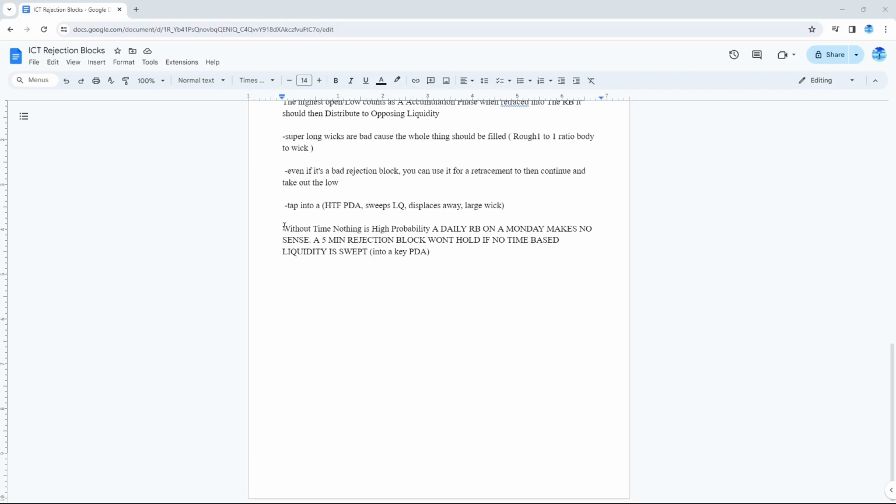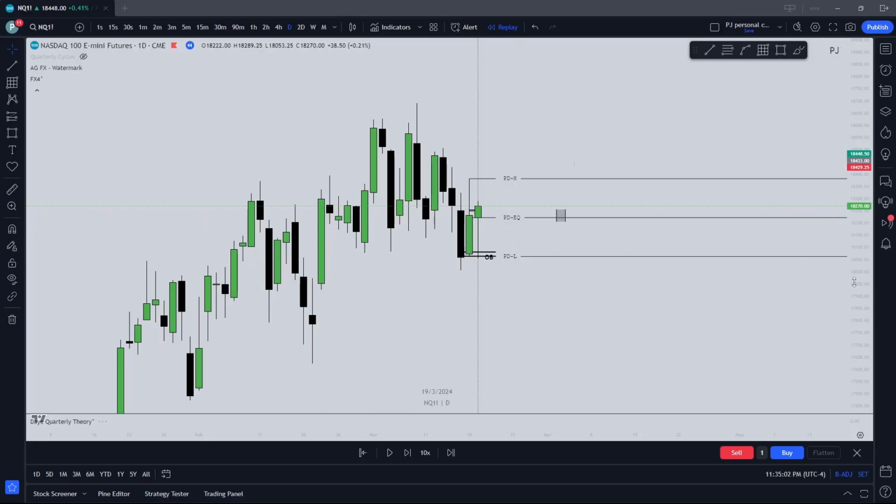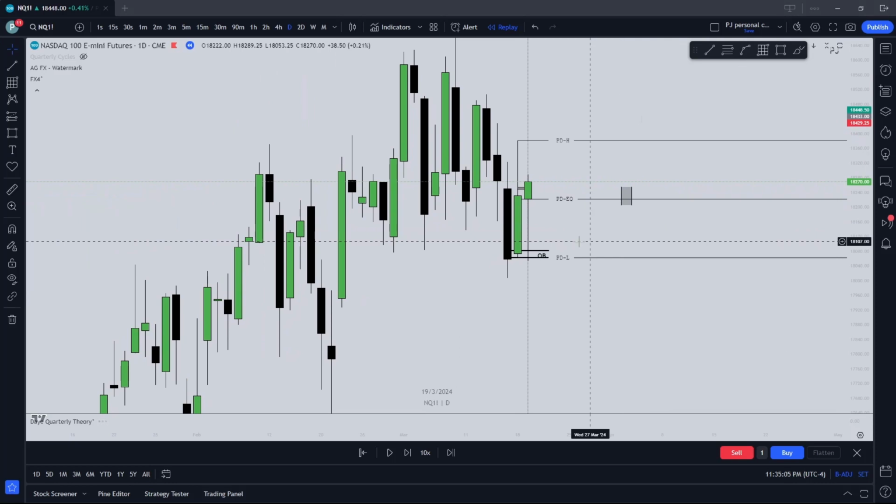And of course, without time, nothing is high probability. A daily rejection block, usually on a Monday, makes no sense. A 5-minute rejection block won't hold if there's no time-based liquidity swept into a PD array. Alrighty, so here we have NQ on the daily time frame, right?